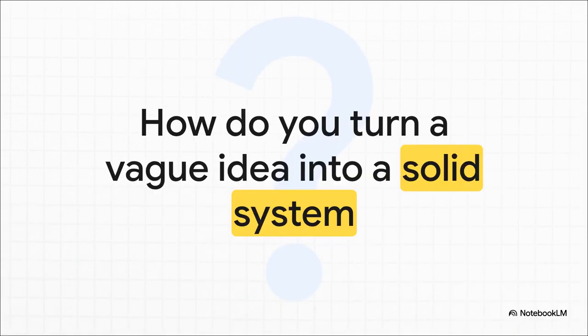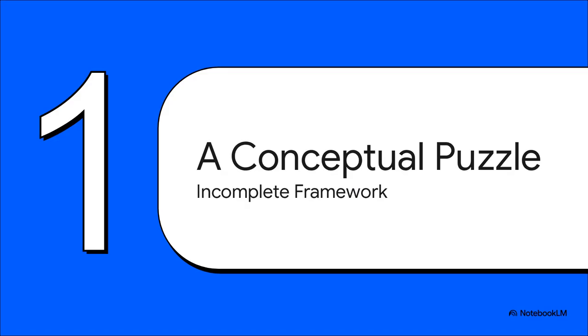So, here's the big question, right? How do you actually turn a vague idea into a solid system? How do you create what's basically an architect's blueprint for a concept? We're going to walk through a real-world example of this exact process and watch as a conceptual puzzle gets transformed into a coherent framework. Okay, so the puzzle we're going to tackle is this really interesting concept called symbolic numerology.